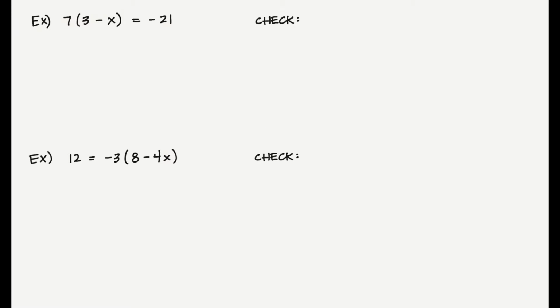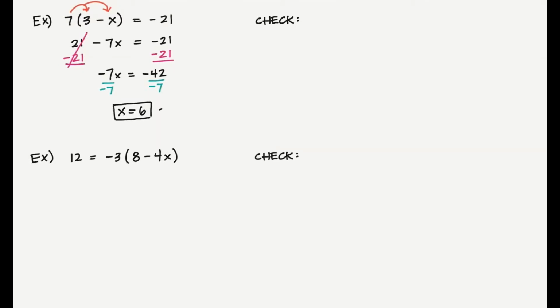7 parentheses 3 minus x is equal to negative 21. So we're going to get rid of the parentheses. So 7 times 3 is 21. 7 times negative x is negative 7x. Okay, I don't have any like terms, so I'm just going to go ahead and remove the lonely number and put it on the other side. And when I do that, I am left with negative 7x on the left is equal to negative 42. And my final step is to divide by negative 7. That's getting rid of the leech. So my final answer, x equals positive 6.